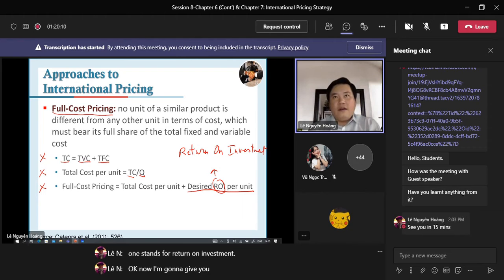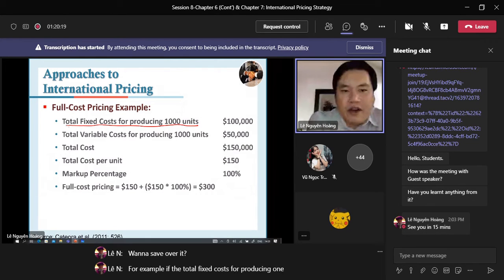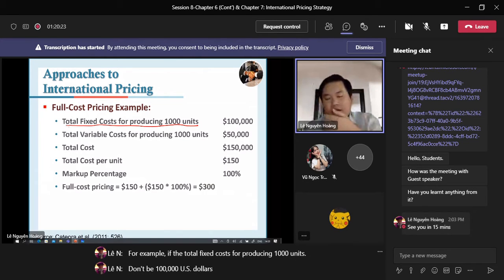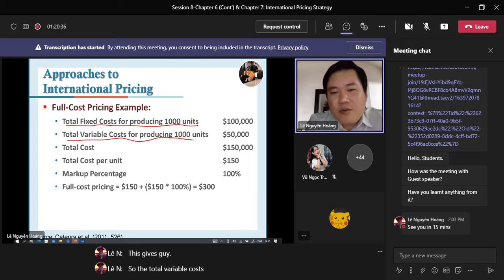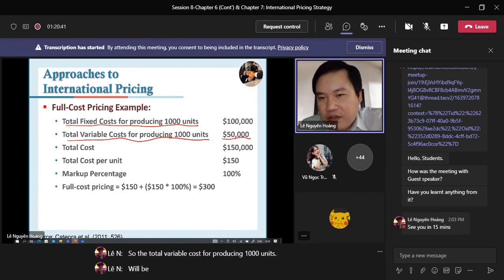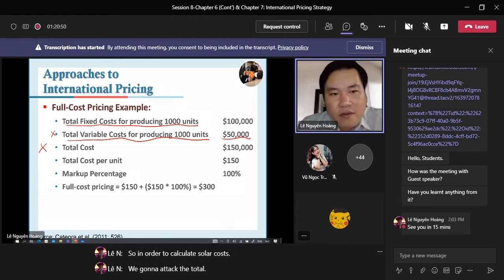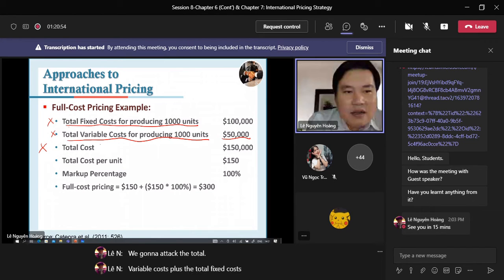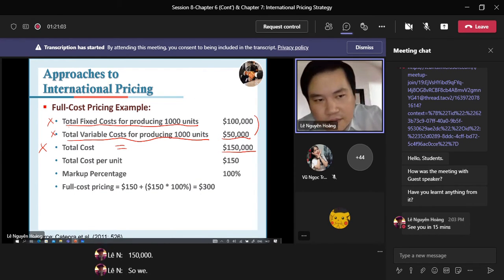Now I'm going to give you one example. For example, the total fixed cost for producing 1,000 units is 100,000 US dollars. The total variable cost for producing 1,000 units will be 50,000 US dollars. To calculate the total cost, we take the total variable cost plus the total fixed cost. So 100,000 plus 50,000, we get 150,000 US dollars as the total cost.